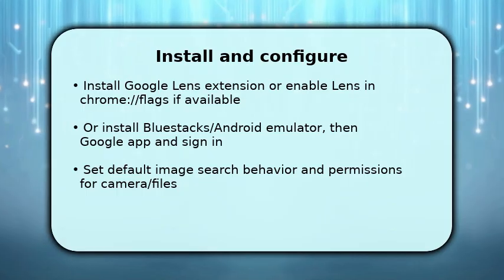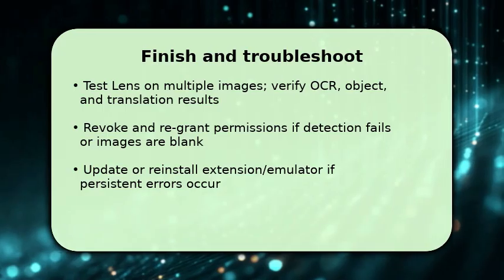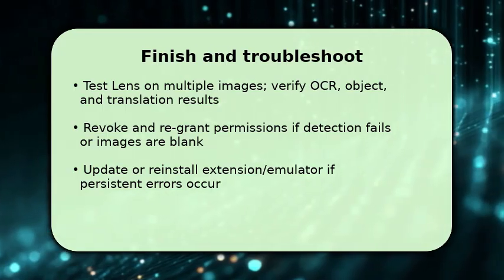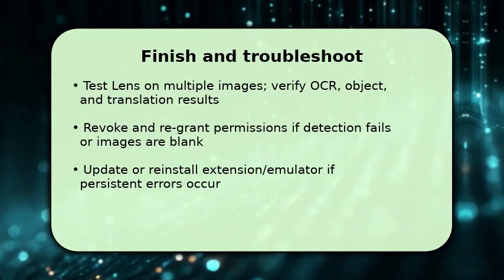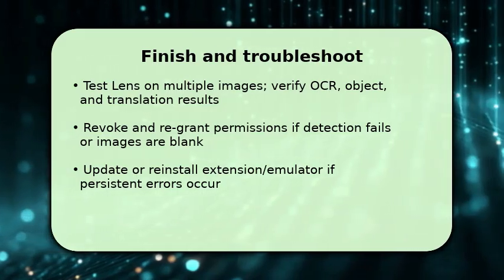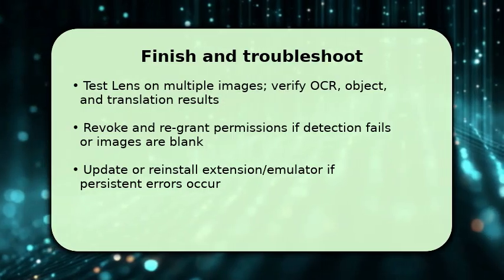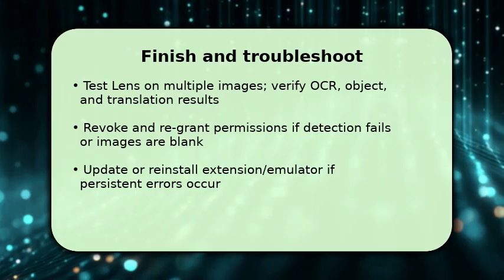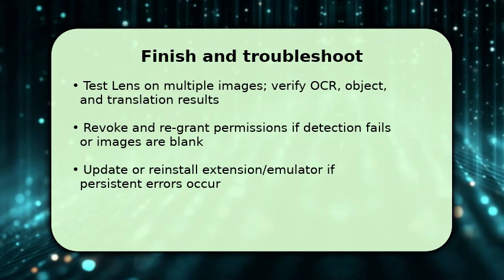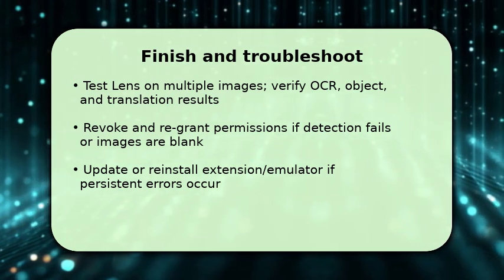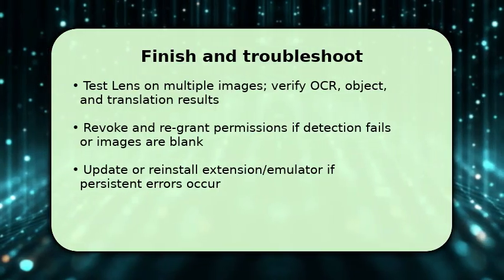Finish by validating Lens works across common scenarios: text OCR, object recognition, and translations. Try screenshots and photos so you know its limits. If detection is poor, make sure image permissions are enabled and then revoke and regrant them to reset access. If images are blank or Lens won't open, update Chrome or the extension, or reinstall the emulator and Google app. A single key troubleshooting tip: clear the extension cache or emulator data before reinstalling. That resolves most persistent state.